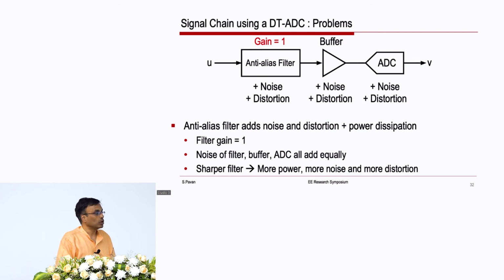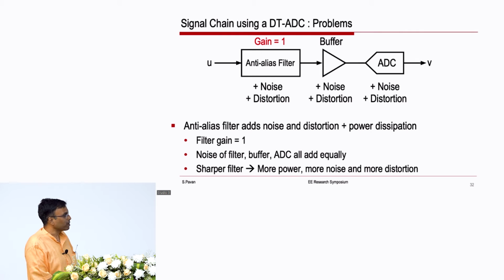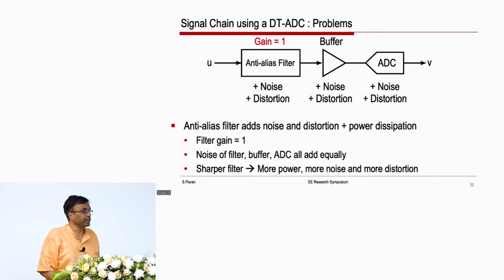And so let us get back to the signal chain. This is our ADC. This is the buffer needed to drive the ADC, because this guy is drawing spikes of current. And the anti-alias filter adds noise and distortion. And the sharper the filter you want to make, and why do you want a sharper filter? If you could make a very sharp filter, then you could reduce the sampling rate of the ADC and make the life of the ADC designer easy. So, a sharper filter means more power, more noise and more distortion, as we just saw.